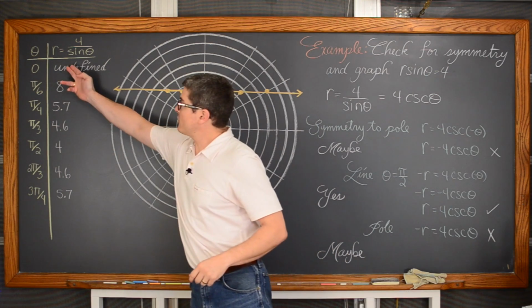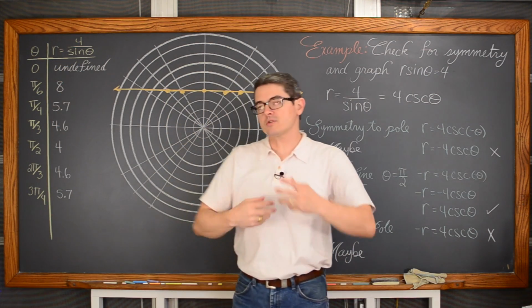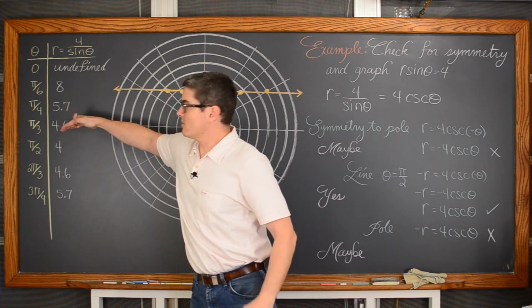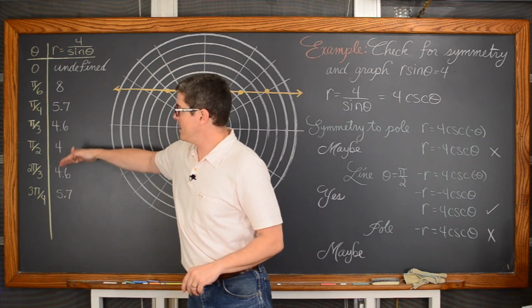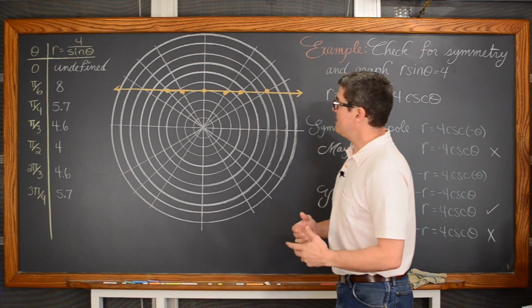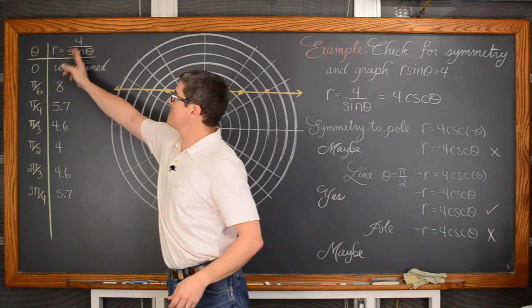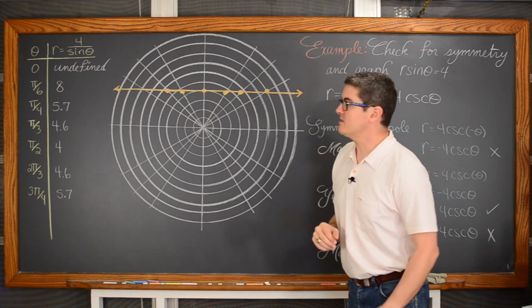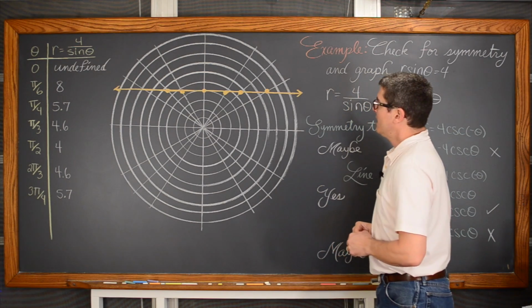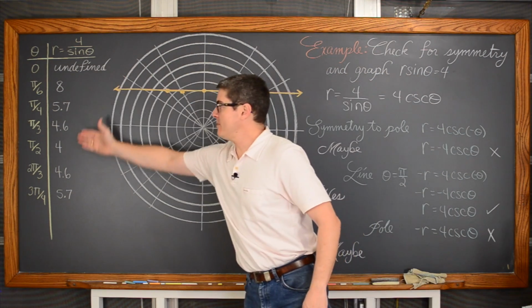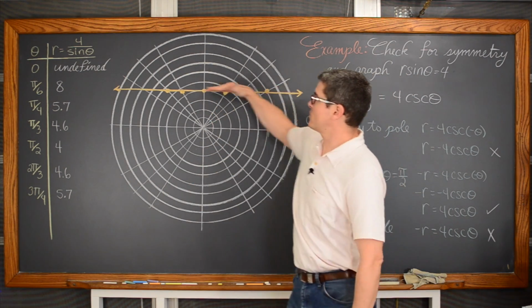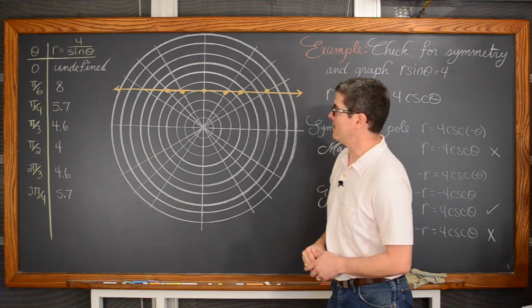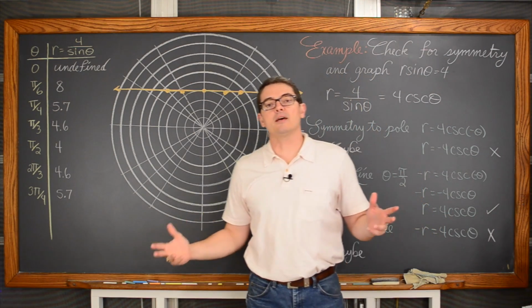We went from 0 to 3 pi over 4, just working along with our calculator or the table function of our calculator to create these values. And we see that r is equal to 4 over the sine of theta is undefined at 0 radians. It'll be undefined at pi as well. And as we continued through our table of values and plotting the points as we went, well, they're just forming a straight line. So that is the end of our last example.